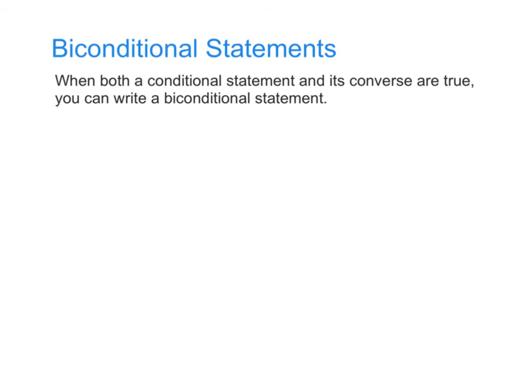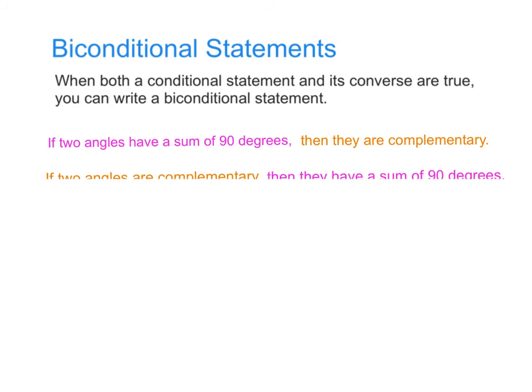Sometimes both the conditional statement and its converse are true. And when that happens, we can write what we call biconditional statements. These are going to be joined with the phrase if and only if. So let's look at an example. Here's the first conditional statement. If two angles have a sum of 90 degrees, then they are complementary. Well, we know this is true because that is the definition of what complementary angles are, and we learned that in our last unit. So let's look at the converse of this statement.